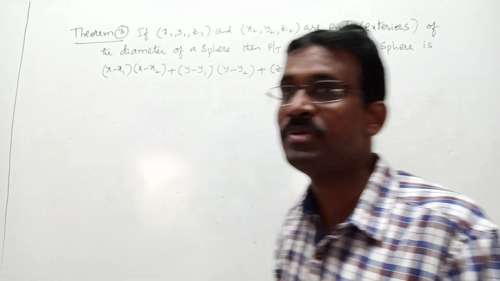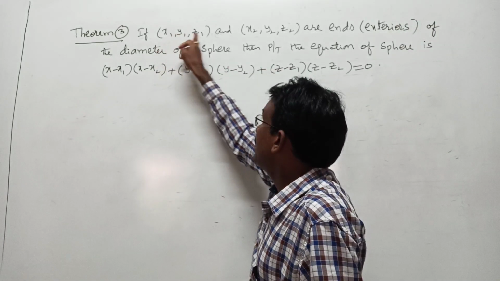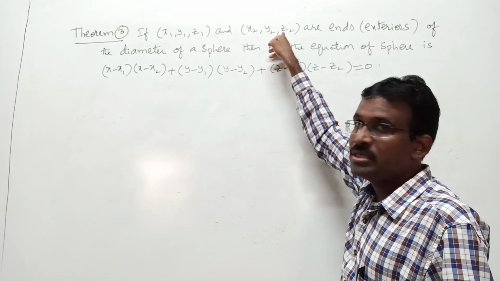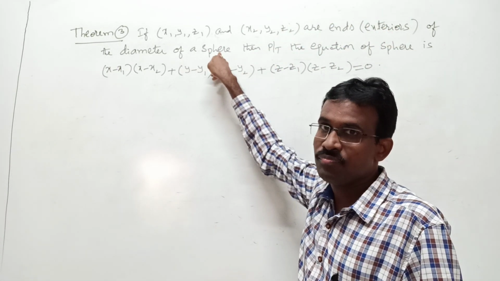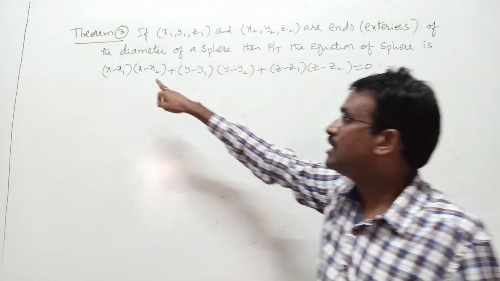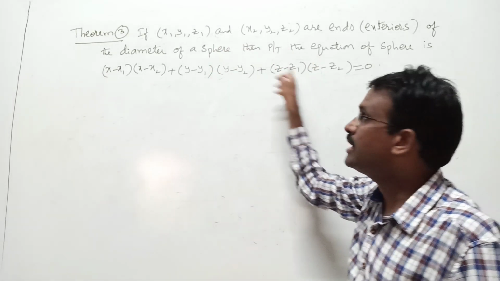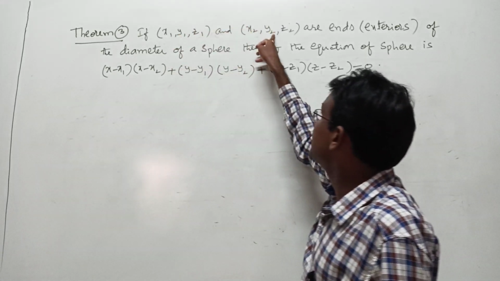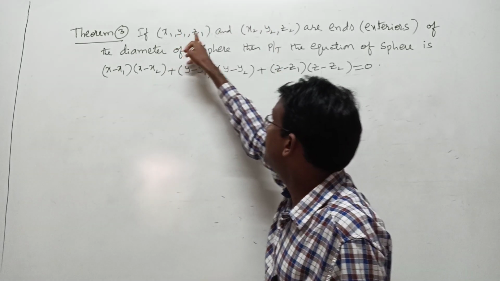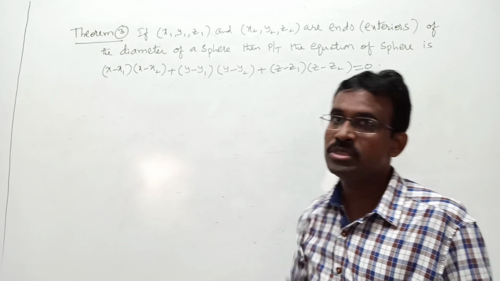Once again I am repeating. If x1, y1, z1 and x2, y2, z2 are ends or exteriors of the diameter of the sphere, then prove that the equation of the sphere is this one: x minus x1 into x minus x2 plus y minus y1 into y minus y2 plus z minus z1 into z minus z2 equal to 0.